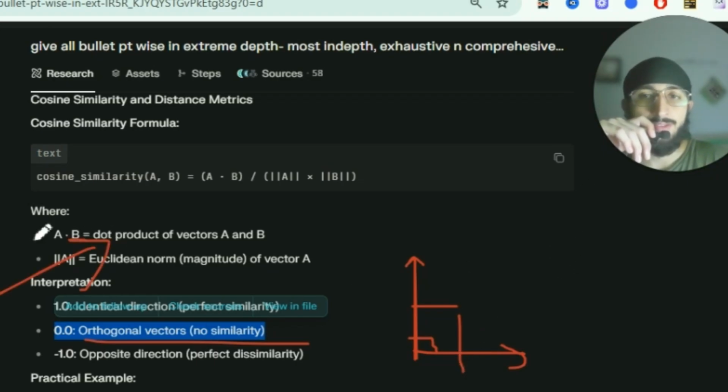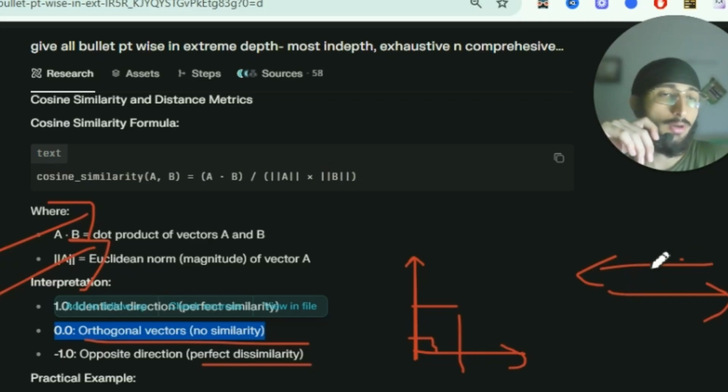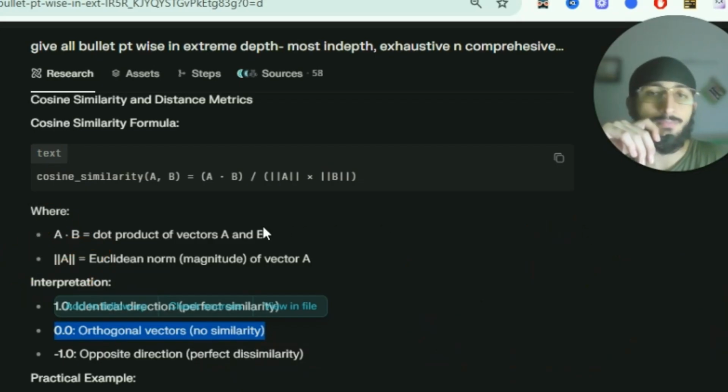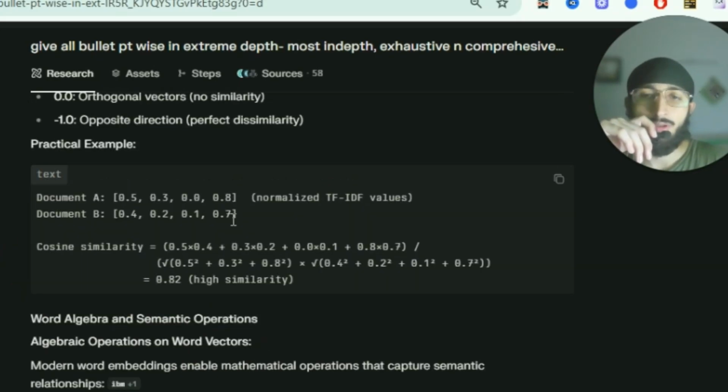And 1 is basically the same direction, and -1 is basically the opposite direction. So that is perfect dissimilarity. For antonyms, we can say good and bad would fall in this category, right? That is -1, opposite direction. Good and a synonym, that is perfect similarity. Now that is about this.